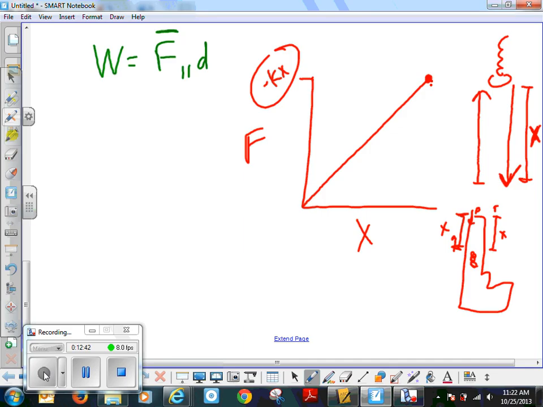Okay, but it worked on it. So we've got to talk about the work that the spring did. And we know work is average force per distance. We know that the spring maxes out at kx. But the question is, how is the change in force occurring over this spring going back to equilibrium?